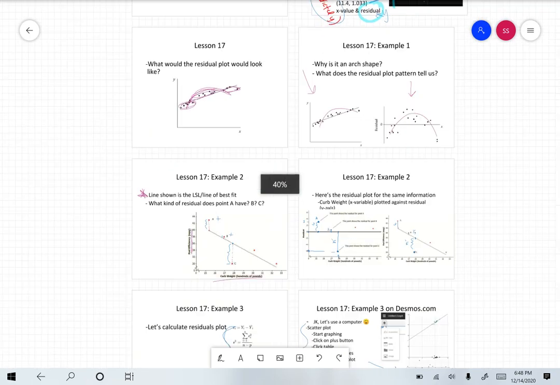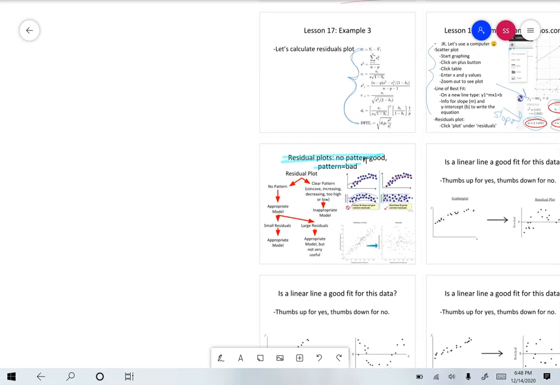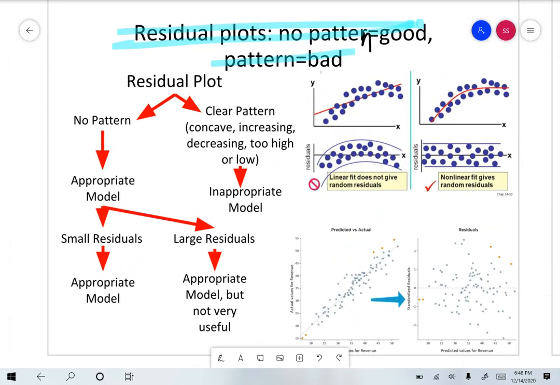Okay. If there's a pattern like that in your residual plot, so not your scatter plot, the residual plot, it means that the line of best fit, so if we chose a linear equation, for example, it means it's not a good fit. Okay. It could just be a really weak relationship. Most of the time, though, it means that if you chose a linear line of best fit, it means your data is actually nonlinear. Okay, so let me show you what I mean by that.